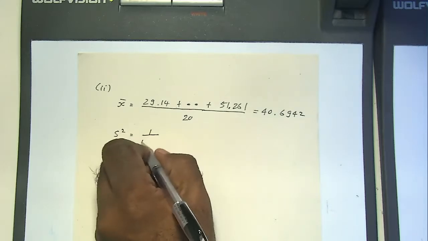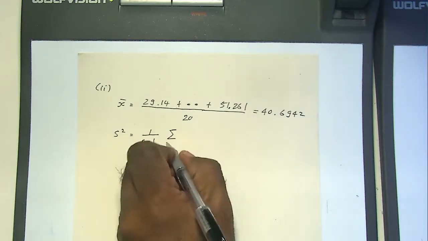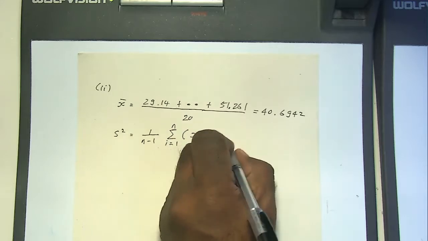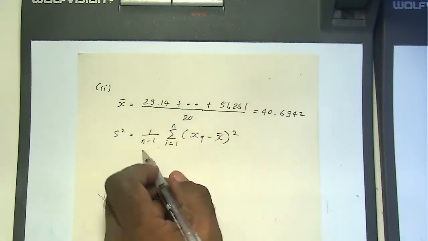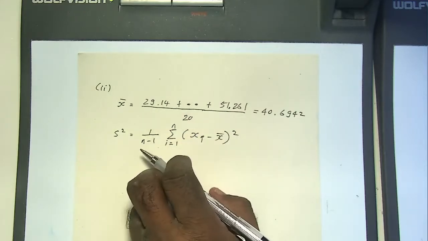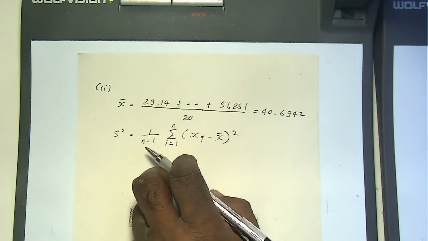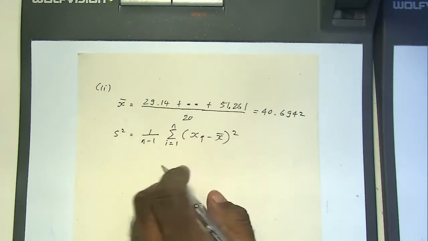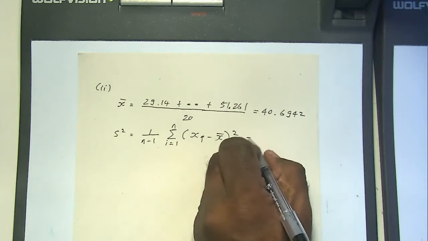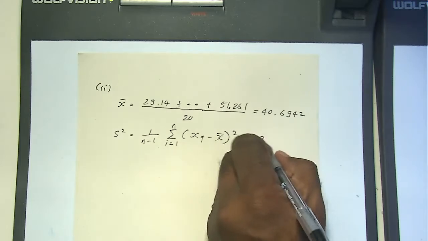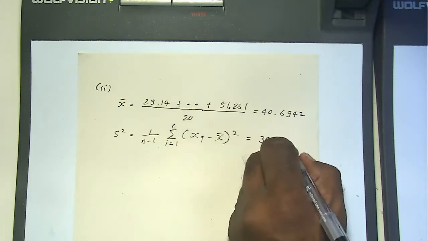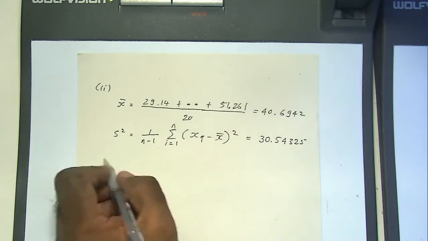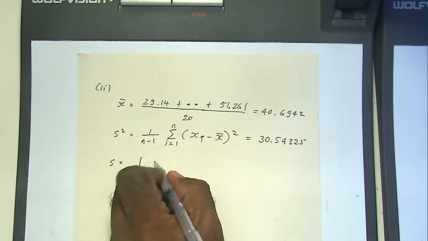The sample variance is given by this formula. Right, the divisor is n minus 1, not n. I corrected this in the lectures. Originally I had written it as n, but it should be n minus 1. This is the sample variance. And if you work this out, you will get the answer 30.54325. Right, and the sample standard deviation is the square root.